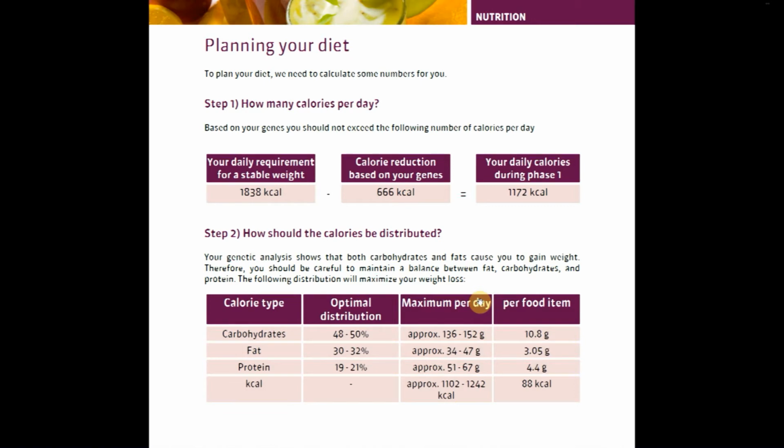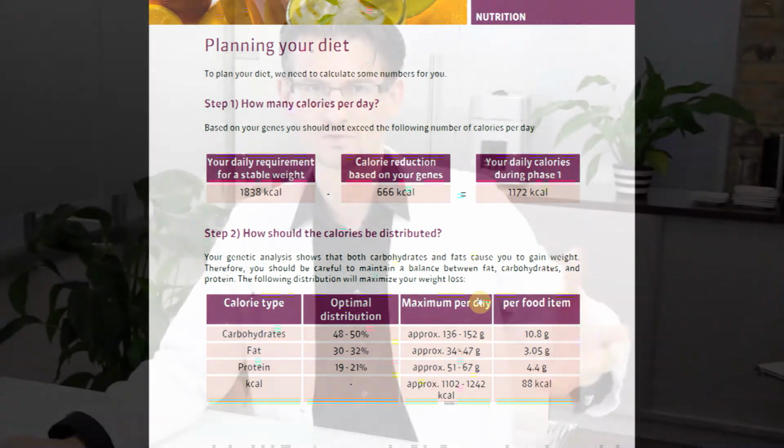Then we know, and this is down here, how many of the calories should be from carbohydrates, 48 to 50%, from fat, 30 to 32%, and so on. This can be calculated that this person is allowed to eat 136 to 152 grams of carbohydrates per day. Again, if you want to do the calculations yourself, you can do that. Most products have the amount of grams of carbohydrates on the packaging. But again, you don't need to do this. The program does this all by itself.